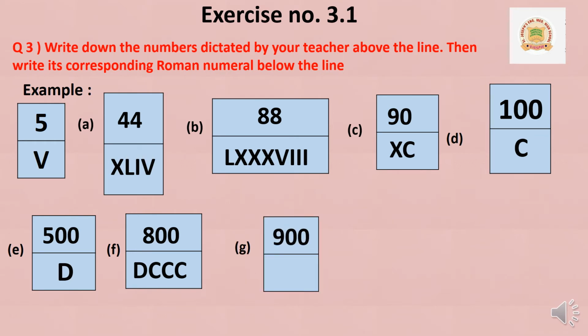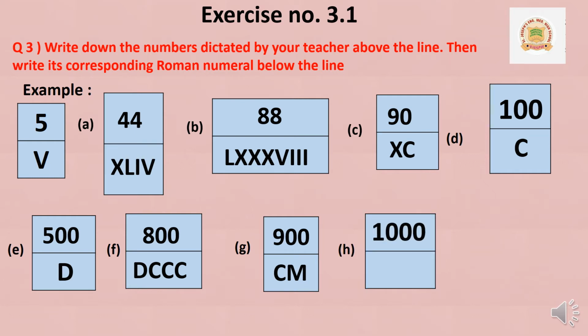Now what is the next number? The next number is 900. Look at the 800, children. Already we have taken 3 C's. Now we cannot add one more C. What do we have to do? Again we have to go for the subtraction rule of the Roman numerals. We know M is 1000. From the M we have to minus 100. So what do we have to write? CM. Got it?